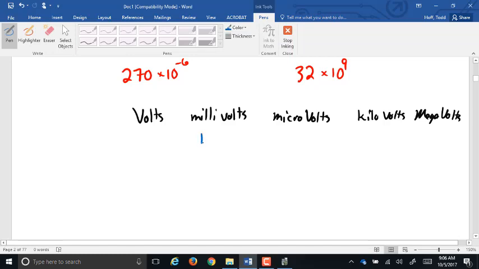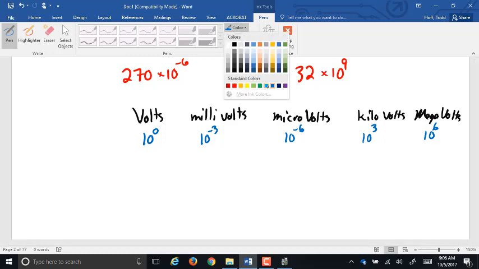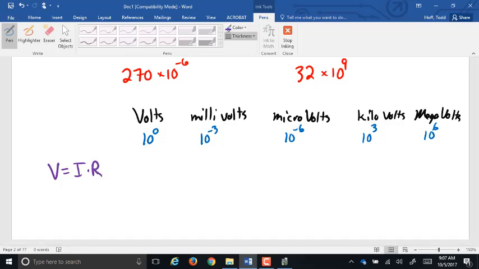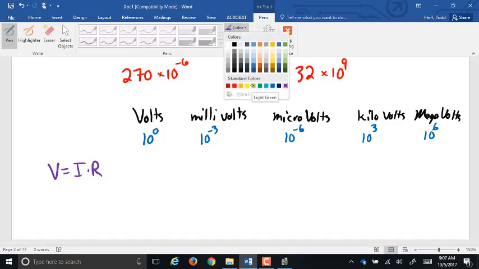Milli is 10 to the negative 3. If you think of the regular unit as being 10 to the 0, milli is 10 to the negative 3. Micro is a millionth, or 10 to the negative 6. Kilo is a thousand, or 10 to the 3rd. Mega is a million, or 10 to the 6th. So if I am doing operations with metric numbers, V equals IR, of course, is your common Ohm's law. Have you guys got that far in DC electric yet? Okay.